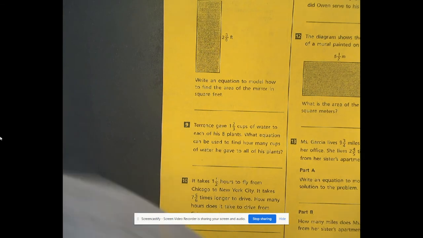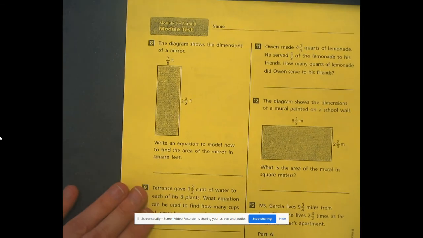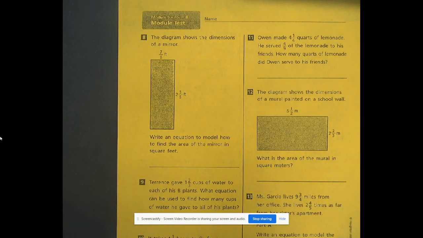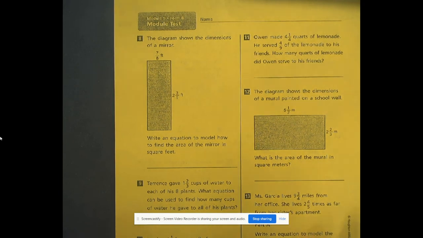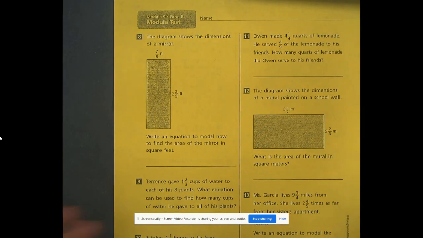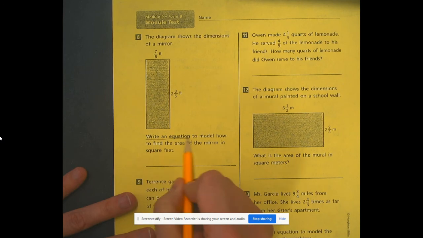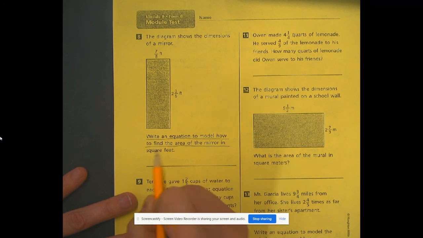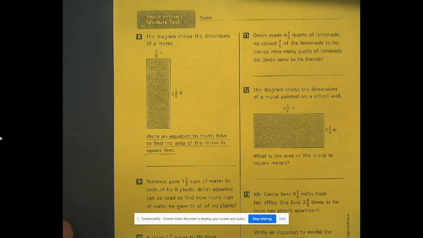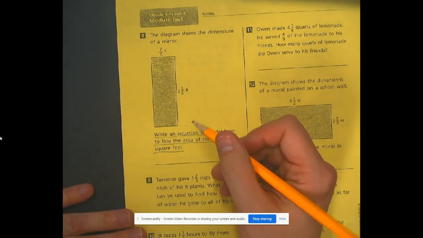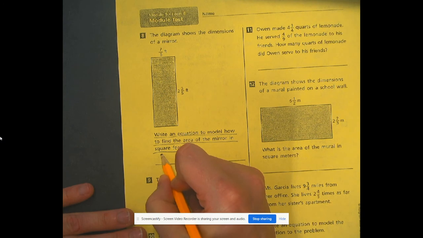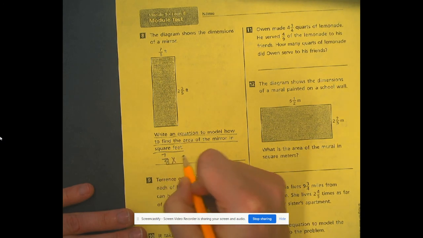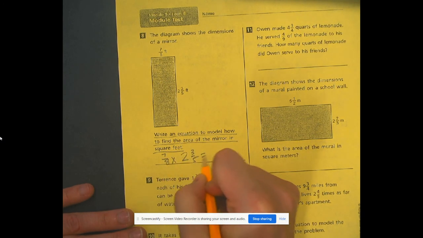The diagram shows the dimensions of a mirror. Write an equation to model how to find the area of the mirror in square feet. Okay, what do we need to do? We need to multiply. So, and we need an equation. So if I just put the answer there, am I going to get it wrong? Yes, I need an equation. So what's my equation going to be? Times 2 and 3/5. Good.